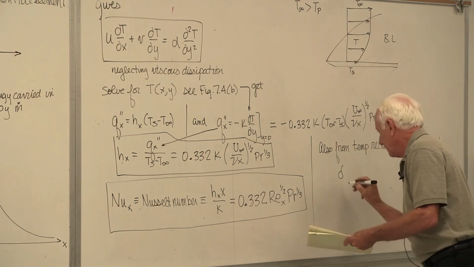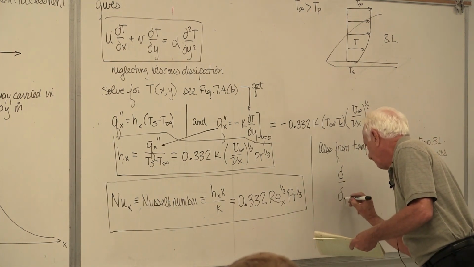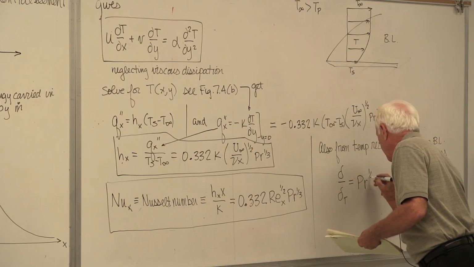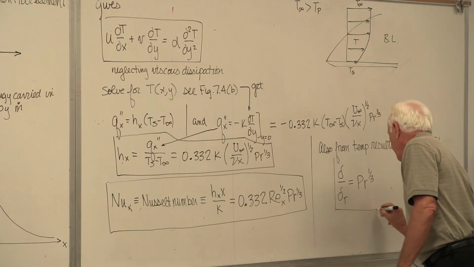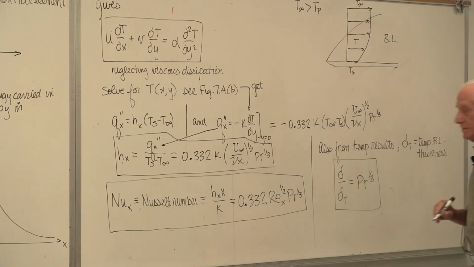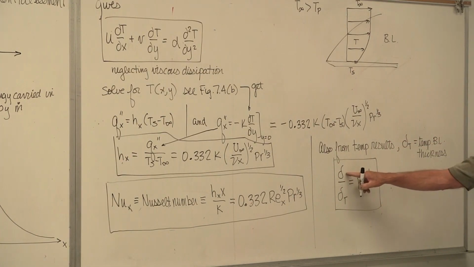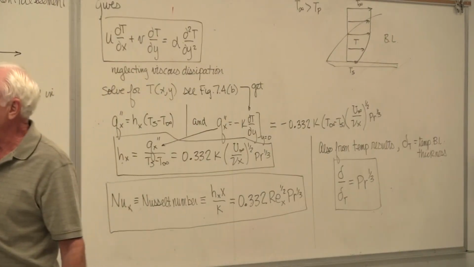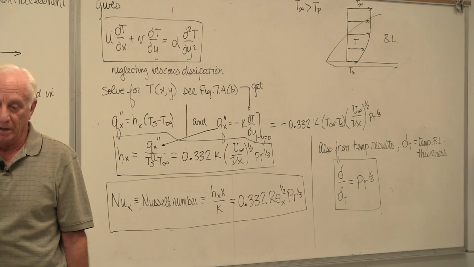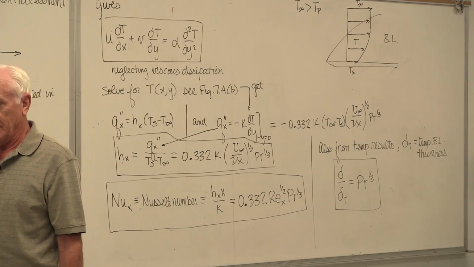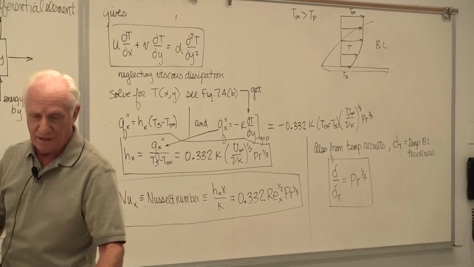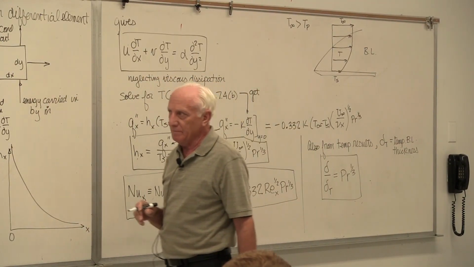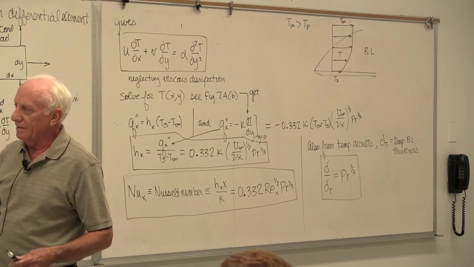So delta over delta T is about equal to Prandtl to the 1/3. So the first step is you find delta. Delta right there. Step 1 of these problems: calculate the Reynolds number. Don't forget fluid mechanics. Step 1, always calculate the Reynolds number. Tremendously important. Okay, get the Reynolds number.